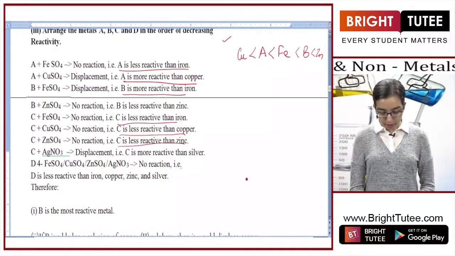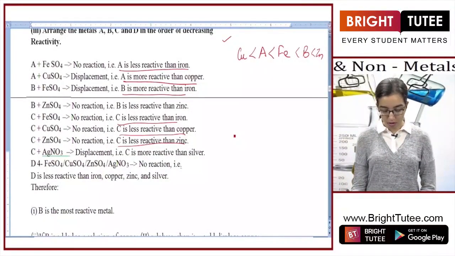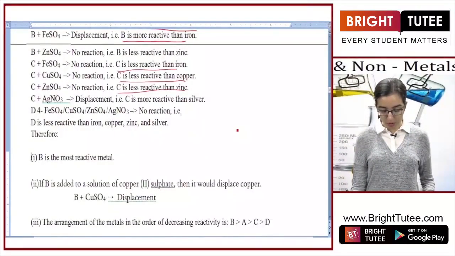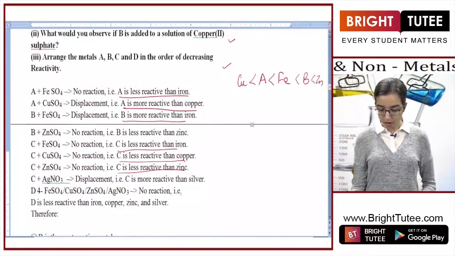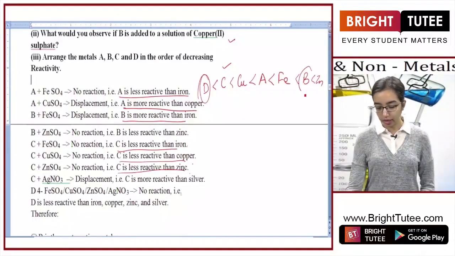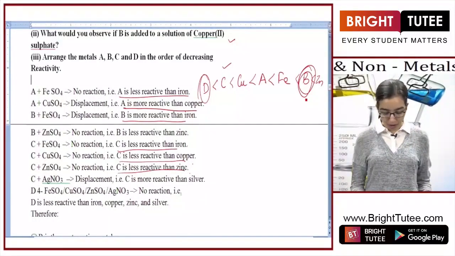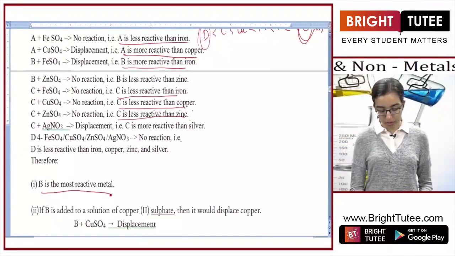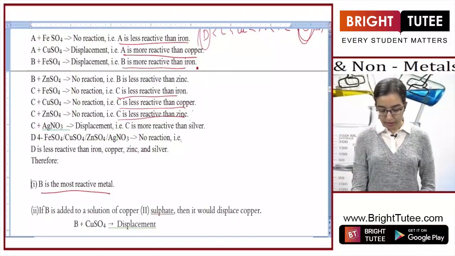And D shows no reaction with anything. It means it is the least reactive element of all. So let's first arrange them and then we will see how they work. So we know that B lies somewhere here, and C, because it does not react with iron, copper or zinc, is here, and D does not react with even silver, so it's here. So we know that D is the least reactive and B is the most reactive element. So the first part is answered here, that B is the most reactive because it is displacing iron and no other element is able to do that amongst these 4.